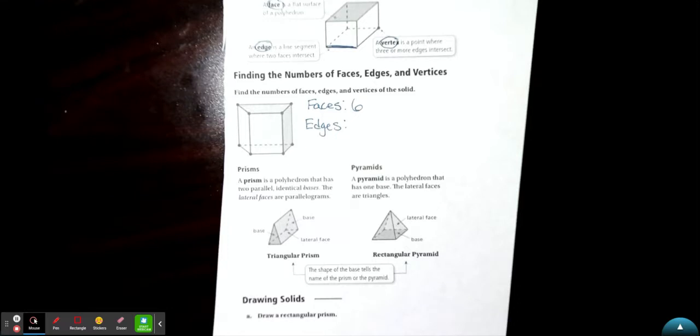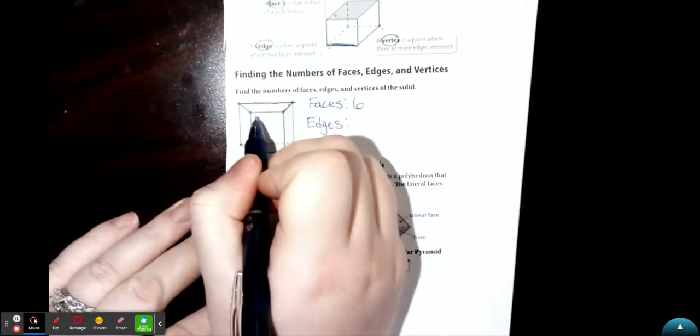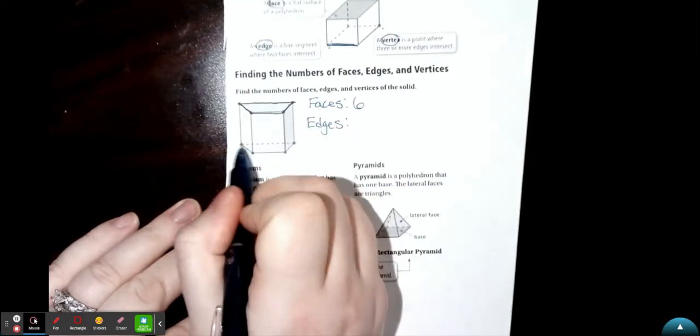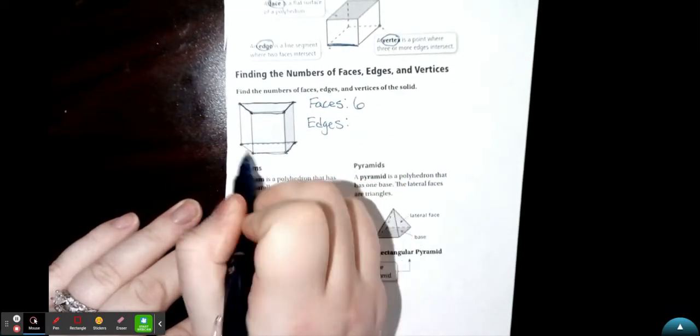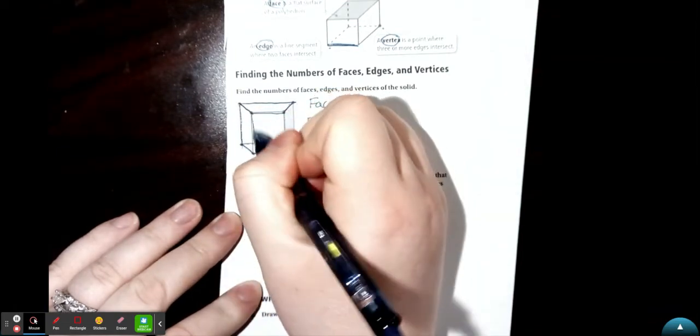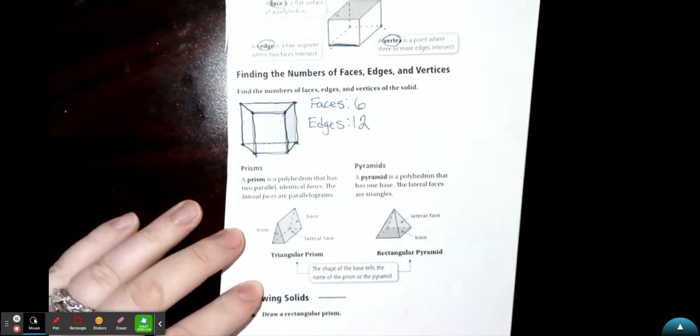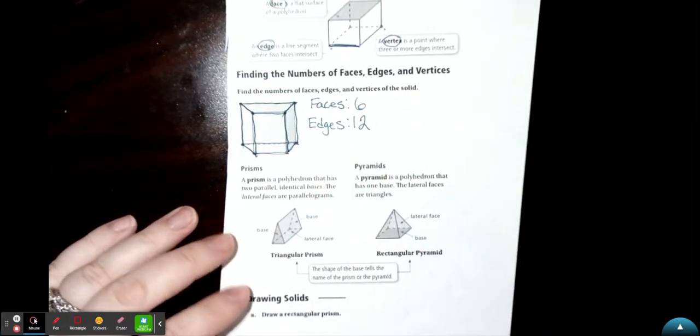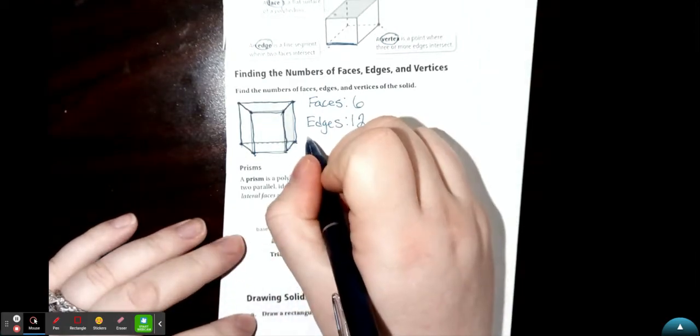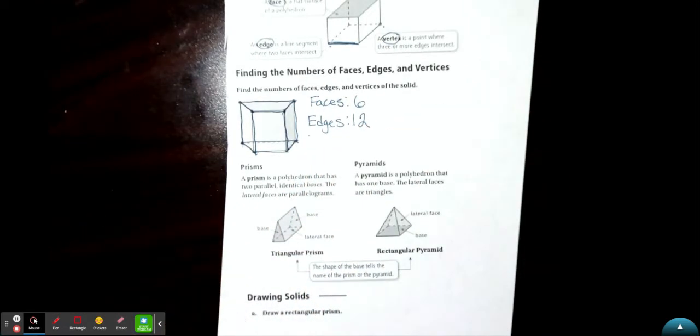Who agrees? Yes, it is 12. Okay, let's count. 1, 2, 3, 4, 5, 6, 7, 8, 9, 10, 11, 12. So that dotted one that was in the back, that still counted. Even though we couldn't see it as easily, it was still there.